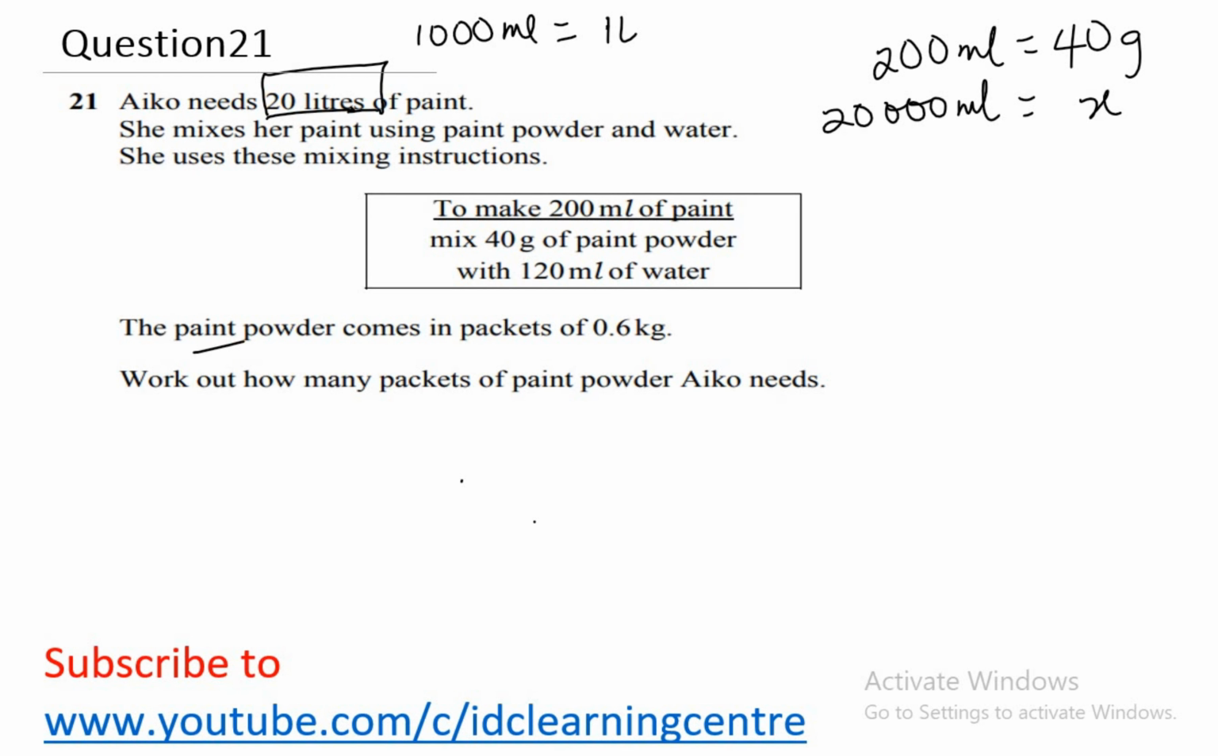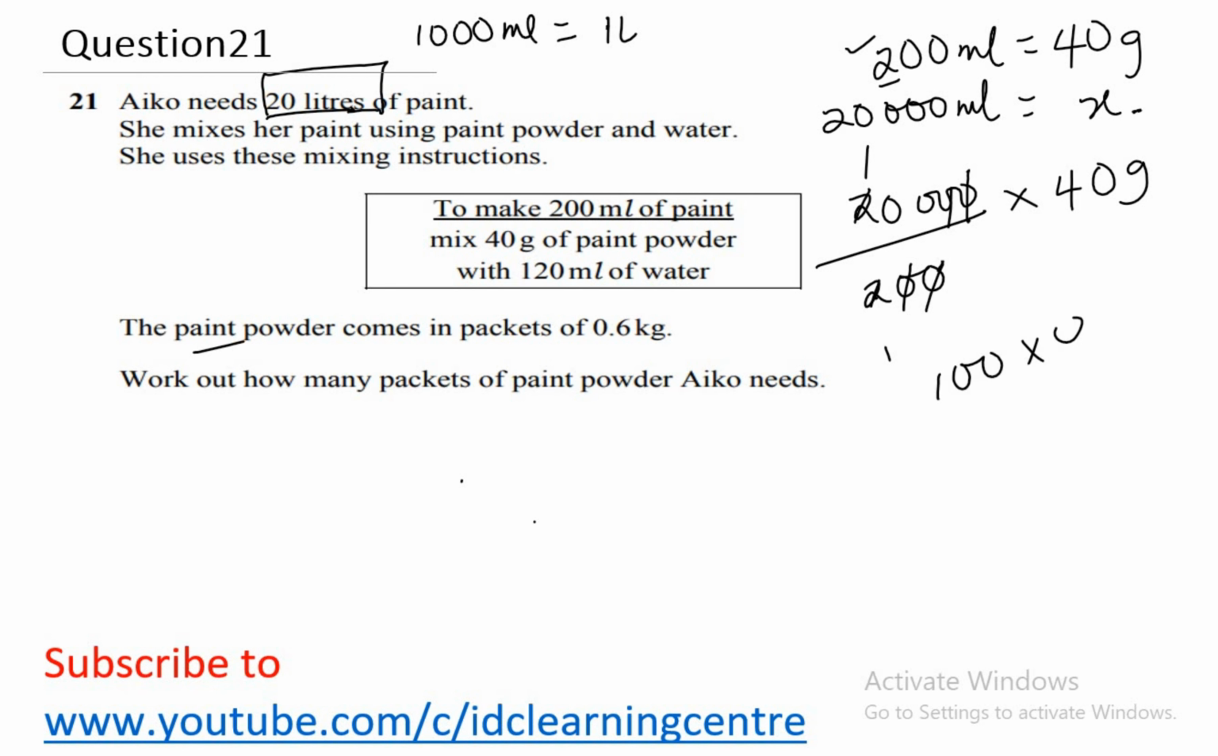Now, since 20,000 milliliters is more than 200 milliliters, the grams we are looking for here is more. Since it's more, we'll divide by less. So we divide this 20,000 by the less, which is 200, times 40 grams, and we'll get our answer. So 0 cancels 0, 0. 2 here 1, 2 here 1, right? So we have 100 times 40 grams. That will give me 4,000 grams.